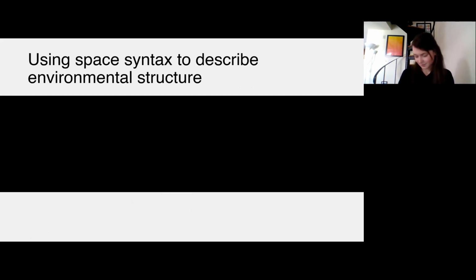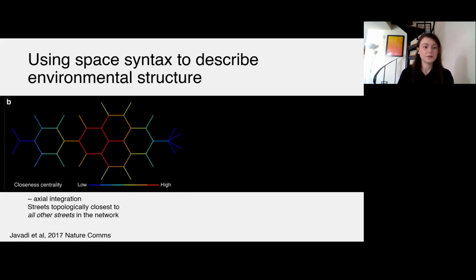And we're not the first ones to relate it to behavior or even to brain patterns. So in this really nice paper by Javadi and colleagues, they used this measure of closeness centrality, where space syntax basically works by describing the environment as a network or as a graph. So for each segment in the environment, so each of these lines would be a street segment, for example, you can characterize how high it is on this measure of closeness centrality.